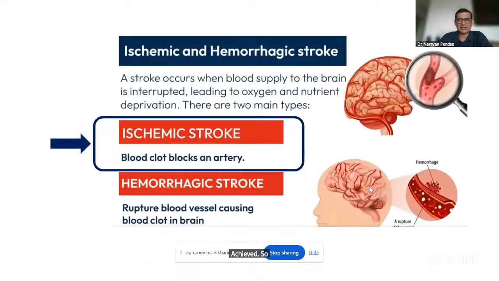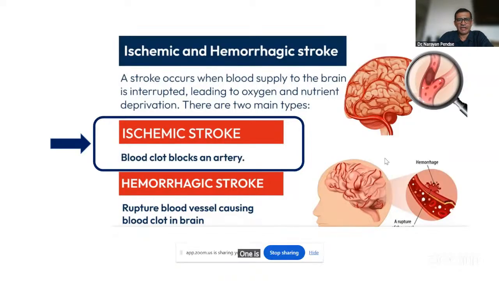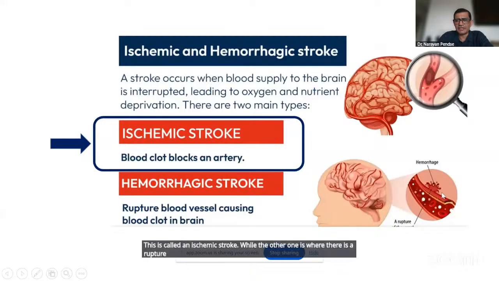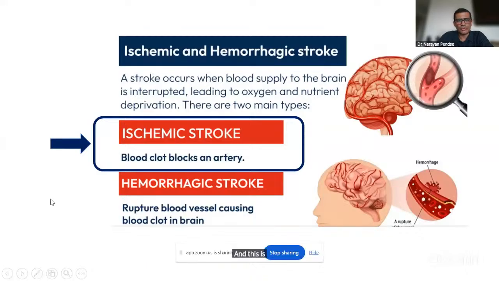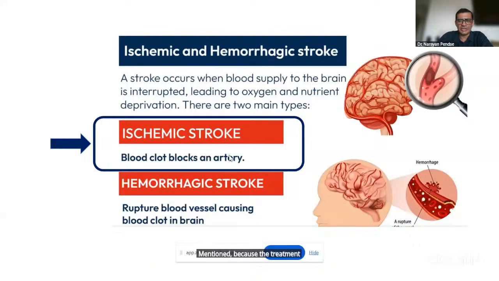So, let's understand this a little better. What do we mean by neurological stroke or brain stroke? Basically, these are of two kinds. One is where the blood supply of the brain or part of the brain is cut off because of a block in the artery. This is called an ischemic stroke. While the other one is where there is a rupture of a blood vessel inside the brain, which is called a hemorrhagic stroke. It is important to know this differentiation, because it is the ischemic stroke where door to needle time is to be measured, because the treatment approach for both of these is different from each other.